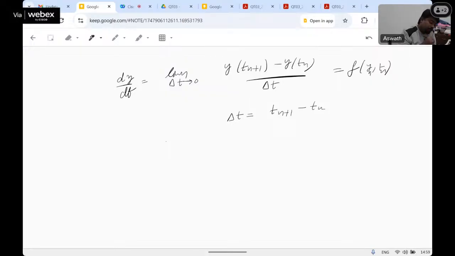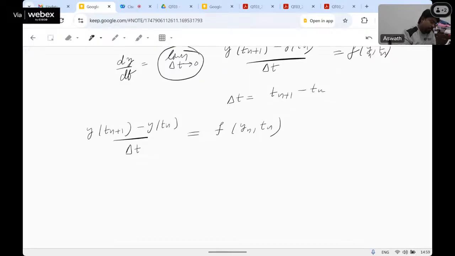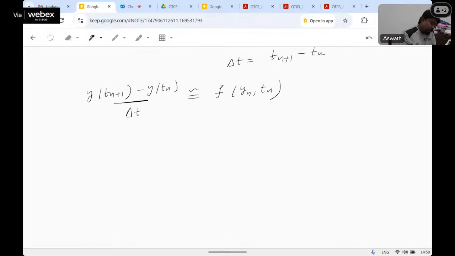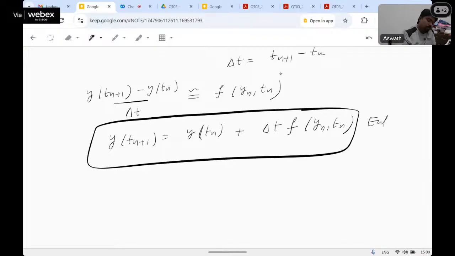Now I can just approximate: y at tn plus 1 minus y at tn, divided by delta t, is equal to f of yn, tn. I'm just ignoring the limit of delta t tending to 0, so I'll just do this approximation. Now if I do this, y at tn plus 1 is equal to y at tn plus delta t times f of yn, tn. So I just got an equation. It's called Euler equation or Euler's rule.